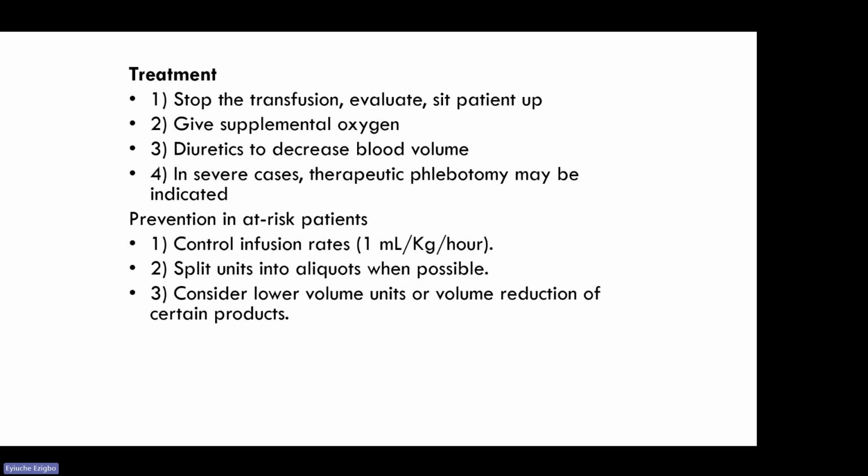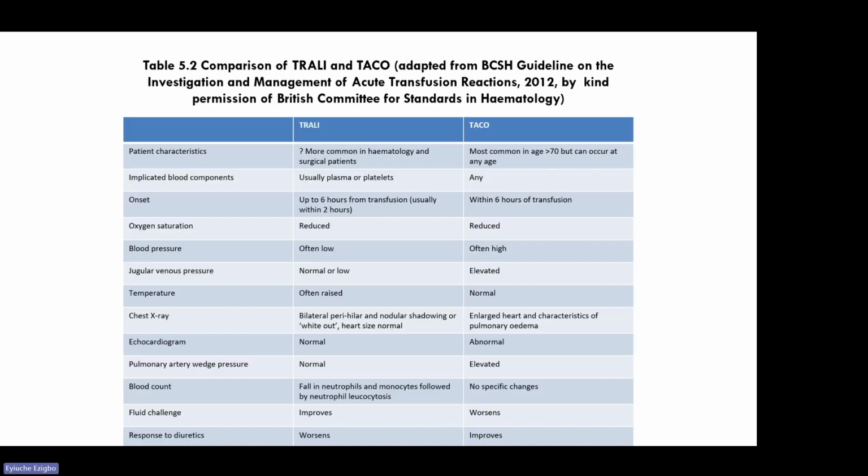Prevention in at-risk patients: we can prevent that by controlling the transfusion rates, splitting the unit into aliquots when possible, and considering low volume units or volume reduction of certain products. So this is a table showing some comparison between TRALI and TACO. Patient characteristics: TRALI is more common in hematology and surgical patients, and most common in aged patients. Implicated blood components for TRALI are mostly plasma or platelets. Anything can cause TACO once there's overload.